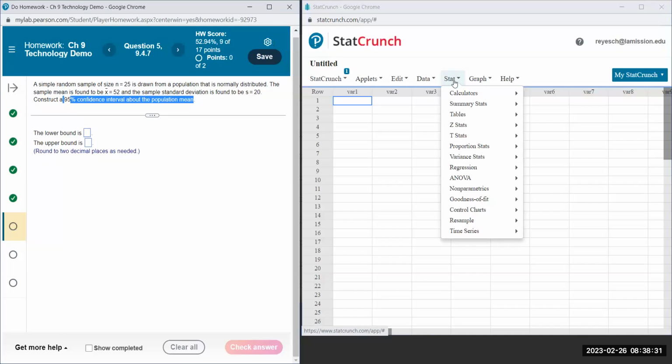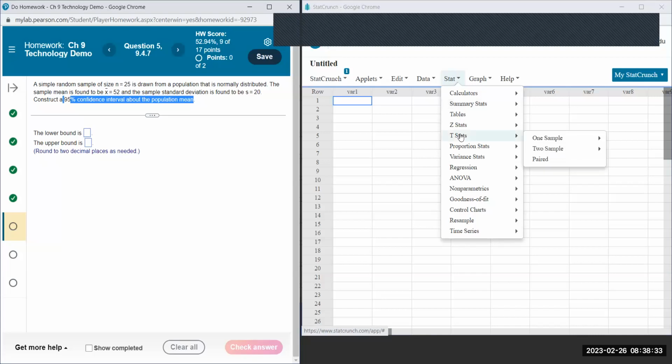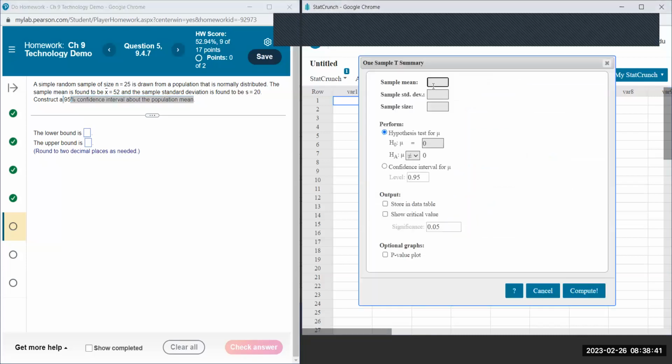So we use T-stats, because that's the one for means, one sample with the summary. They didn't give us the raw data this time. So what was the average for this group, 52 years old? What did it deviate by, 20 years? How large was your sample size? 25.